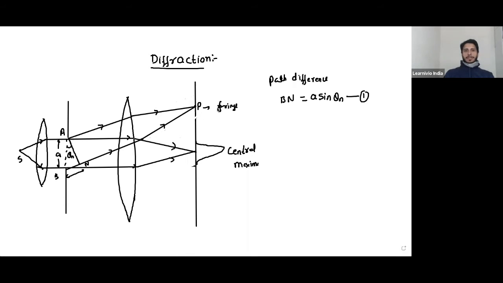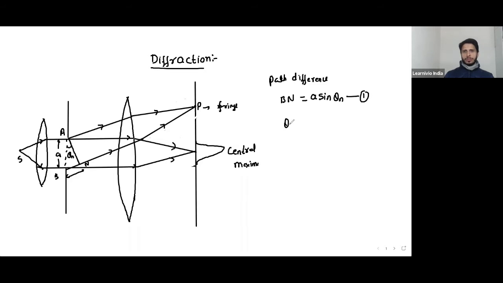So I'm summarizing everything. This is point P. The waves are reaching point P from A as well as B. The waves reaching point P from A and B have a path difference which is A sine theta. Now, depending upon the path difference, you can get a minima or a maxima. So let's study. We did one more thing. This theta n was angular separation.